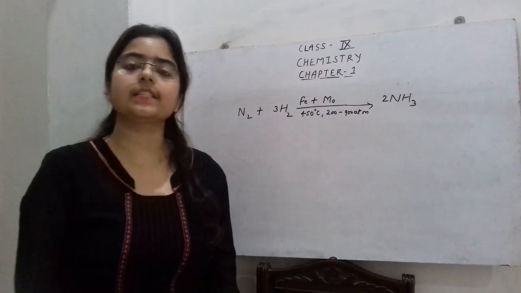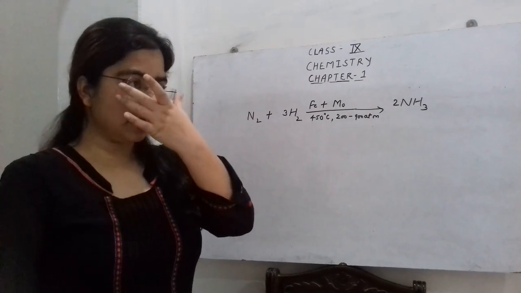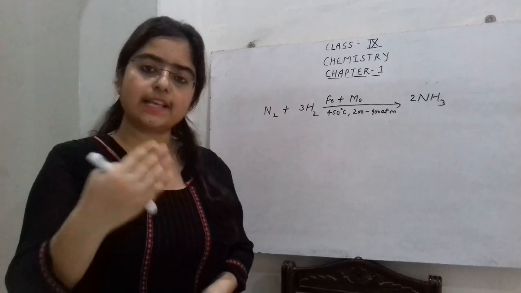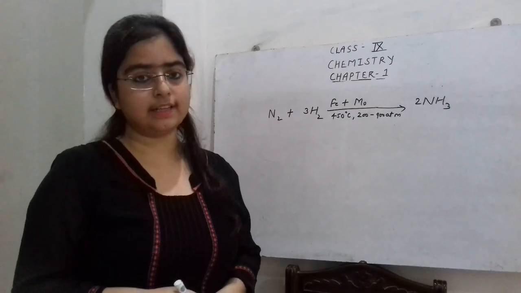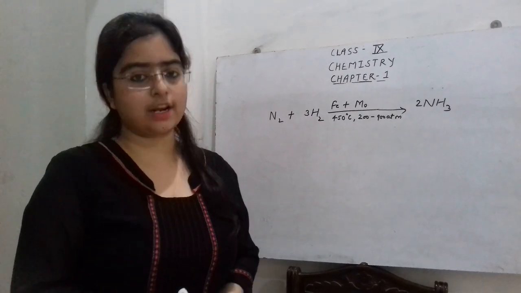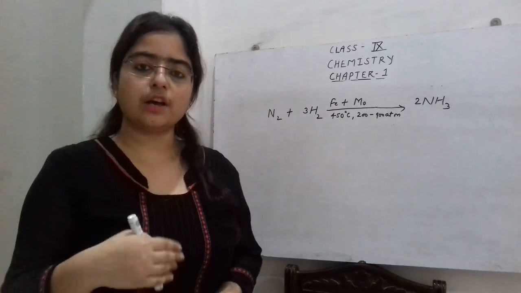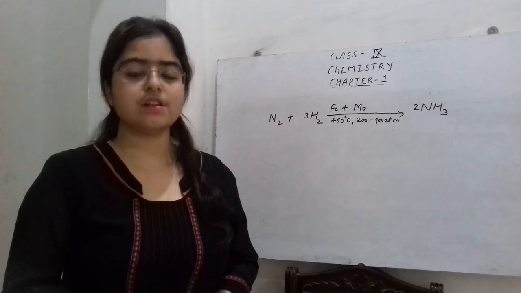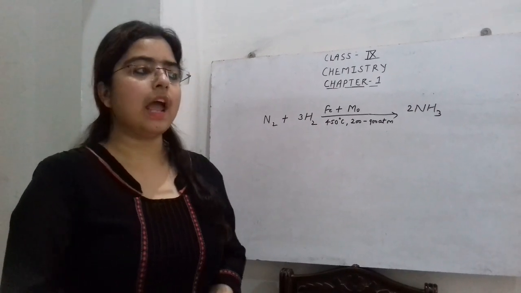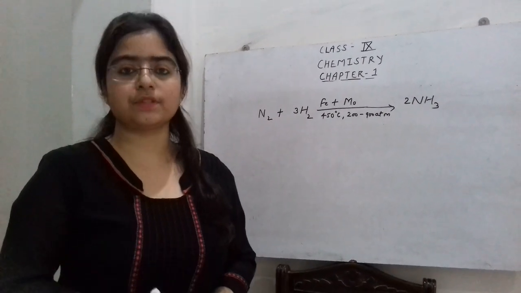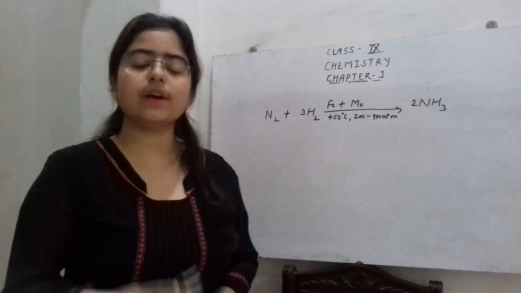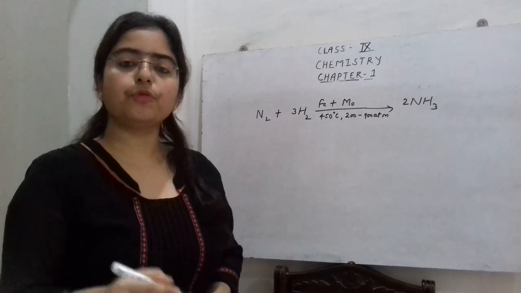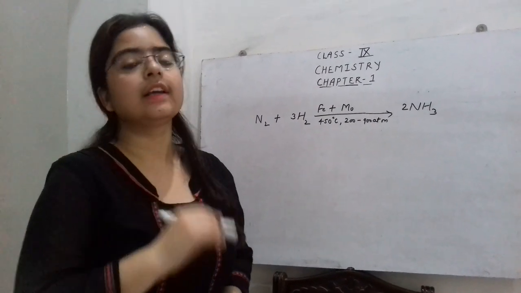Now first of all, what is a catalyst? Catalysts are those substances which accelerate or decelerate the rate of a chemical reaction. Substances which are used for accelerating or decelerating the rate of a chemical reaction are called catalysts. And promoters are those substances which influence the rate of a chemical reaction by improving the efficiency of the catalyst.